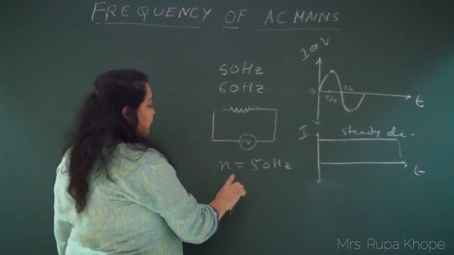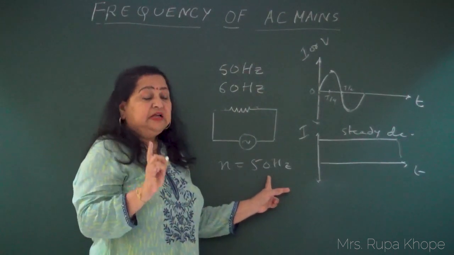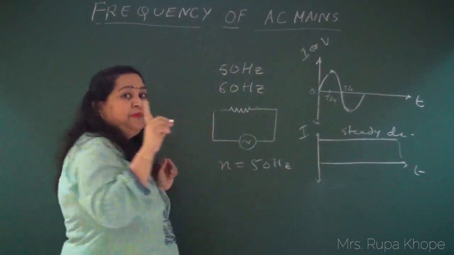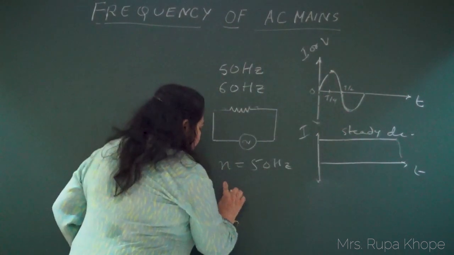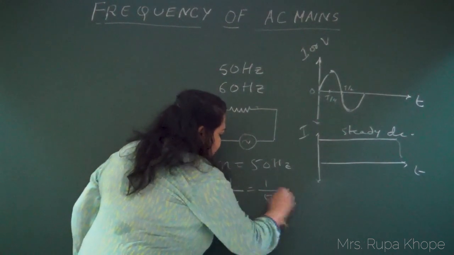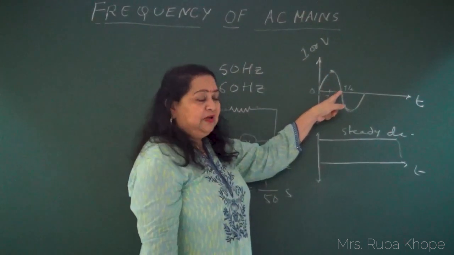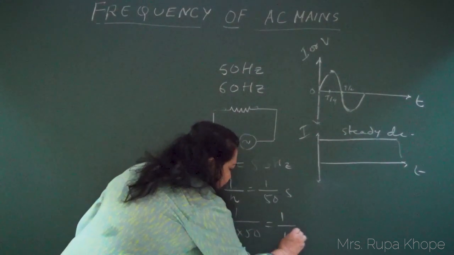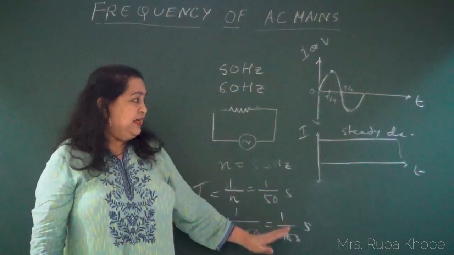So what is the meaning of that? It completes 50 cycles in 1 second. Now what is the time taken by one wave, one oscillation? It will be nothing but 1 by n. That is T equal to 1 by n, which is 1 upon 50 seconds. Now I will ask you a question. How much time is taken by half of this wave? It will be 1 upon 100 seconds. So this is the background we need to know in this AC.